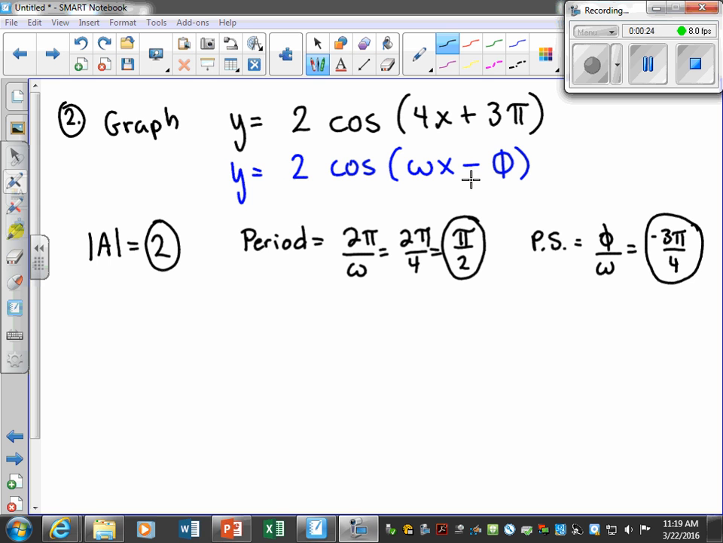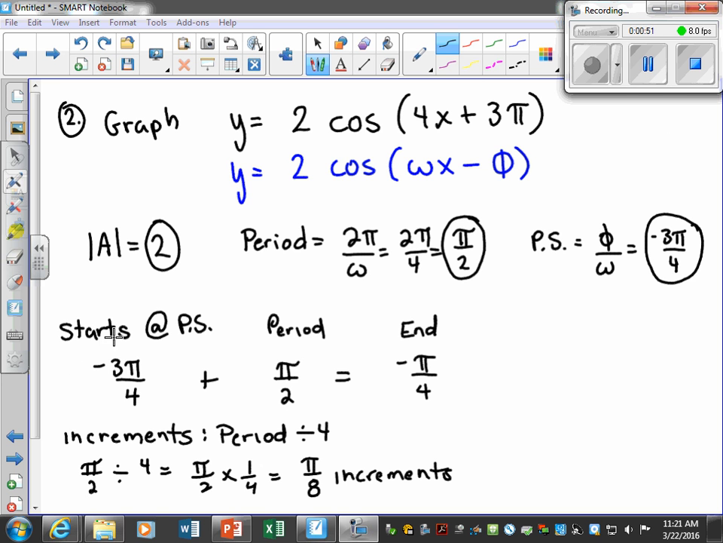You can see our formula has a negative and ours has a different sign, so we need to make sure that that's accounted for there. All right, now the next thing I want you to do is start at your phase shift, add your period to get the endpoint, and then afterwards divide your period by 4 so you can get equal increments for x and set those up. So that'll be your next step.